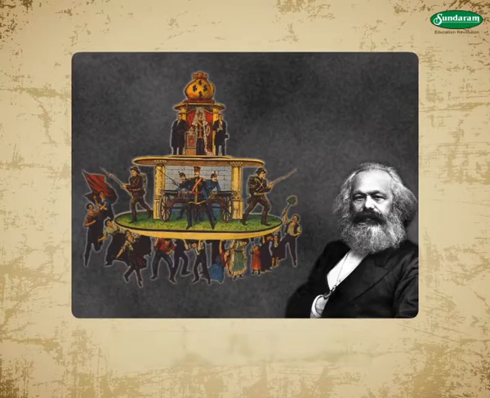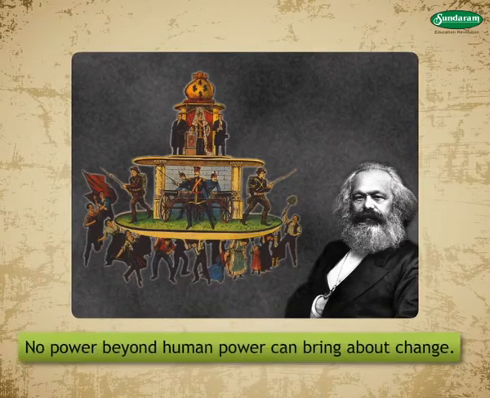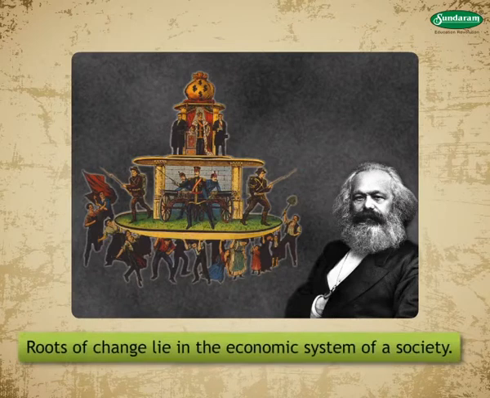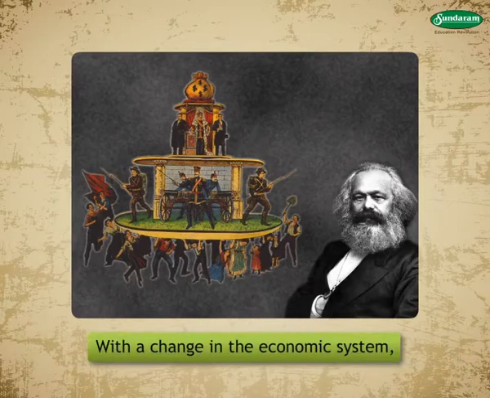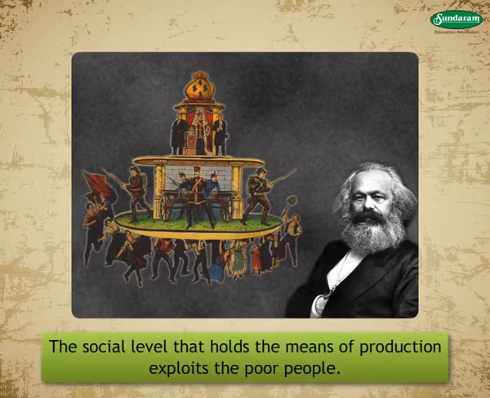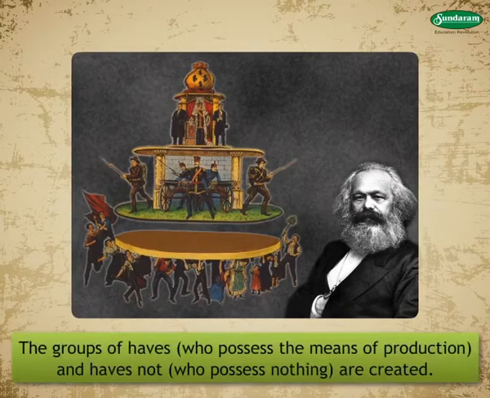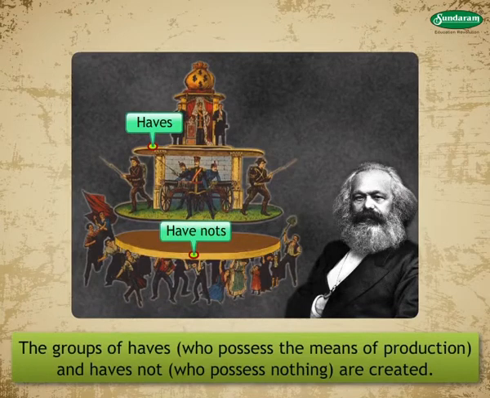He believed that human society is dynamic and progressive. However, no power beyond human power can bring about change. According to Marx, the roots of change lay in the economic system of a society. With a change in the economic system, there is a change in the political setup and social customs and values. The social level that holds the means of production exploits the poor people. Thus, the groups of haves, that is, who possess the means of production, and have-nots, that is, who possess nothing, are created in society.